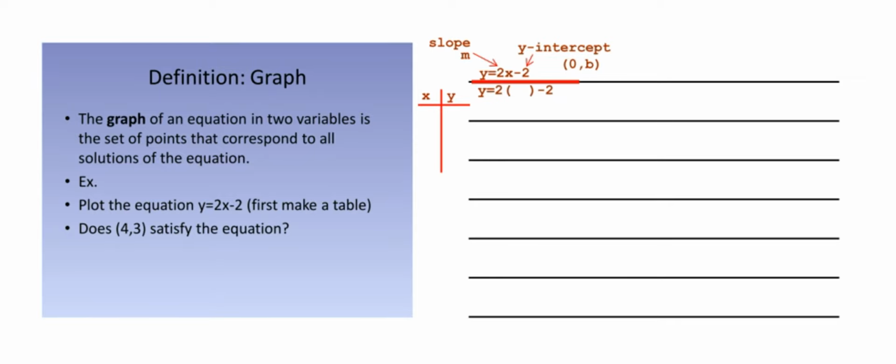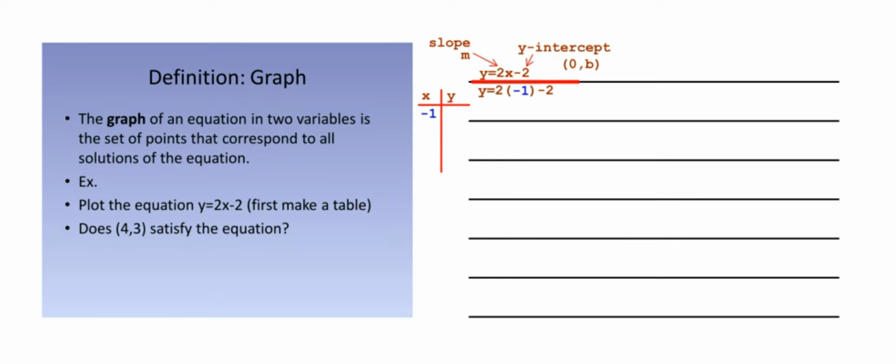So y equals 2 times x, where we replace x with a value that we pick, and then minus 2. What x value could we pick? How about negative 1, just for reference. Otherwise you can pick whatever values you want. In many cases, only 2 are required, but the more x values you pick, the better of a graph you get. So let's substitute negative 1 in for x.